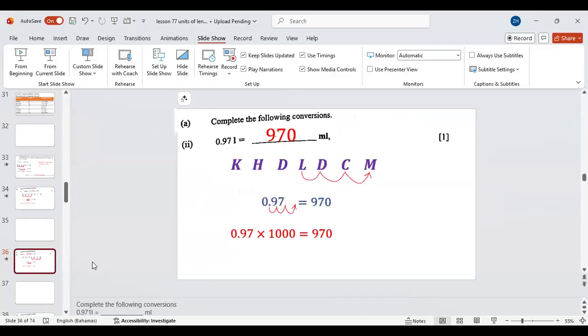Okay, good. So now we're going to do this next one. This is the first time we move from liters to milliliters, right? Let's use another one. Let's move from milliliters to liters. I'm pretty sure y'all are going to do well on that. Milliliters to liters, remember? That's what we're going to move on to.